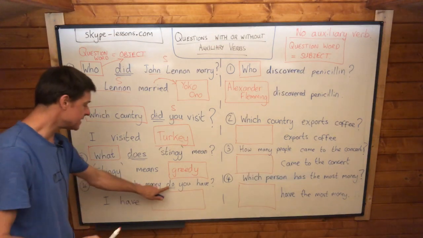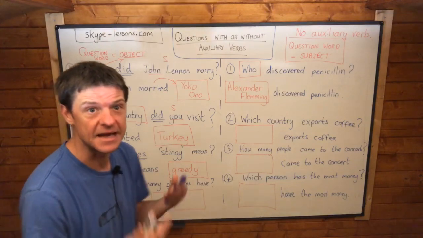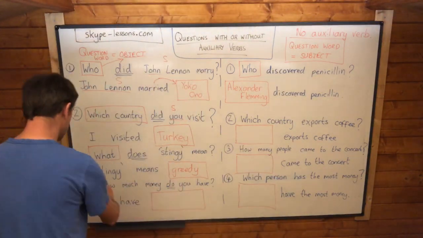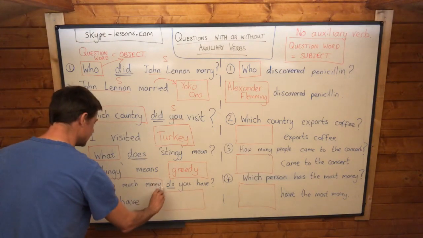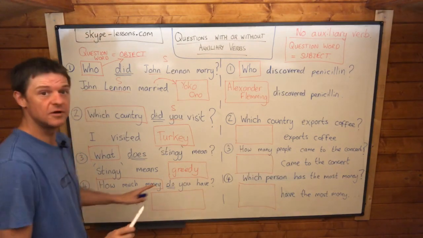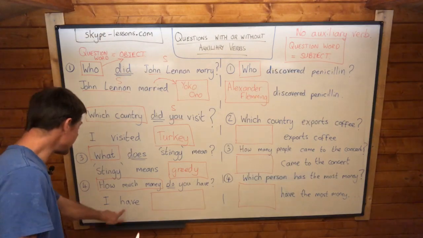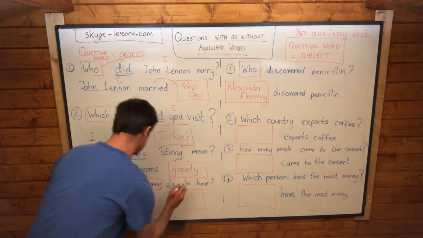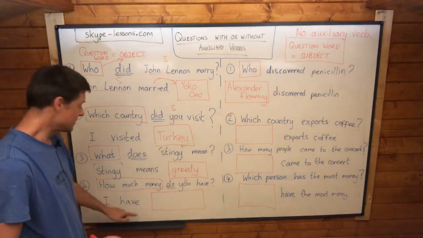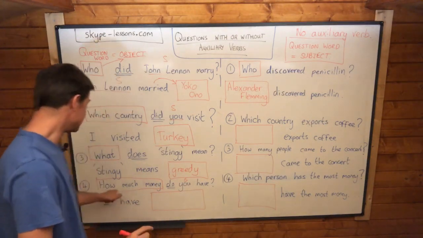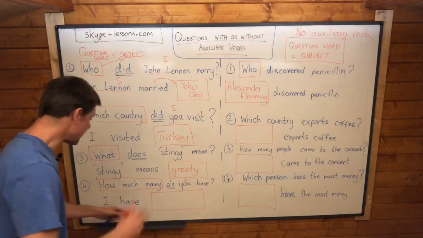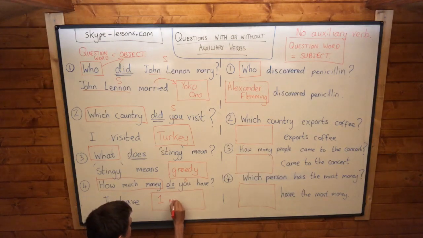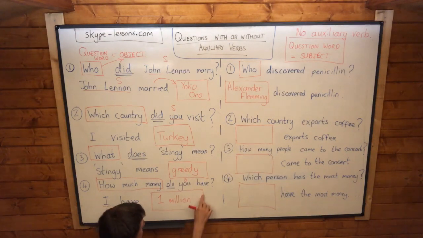How much money do you have? Maybe you're asking me, how much money do you have? Well, what is how much money here? Is it the object or is it the subject? Well, let's look at the answer. I have, so I is the subject, yeah? You is the subject here, or I is the subject here. But the object of have is how much money. So I have, let's say that I have £1 million. It's not true, but I have £1 million.